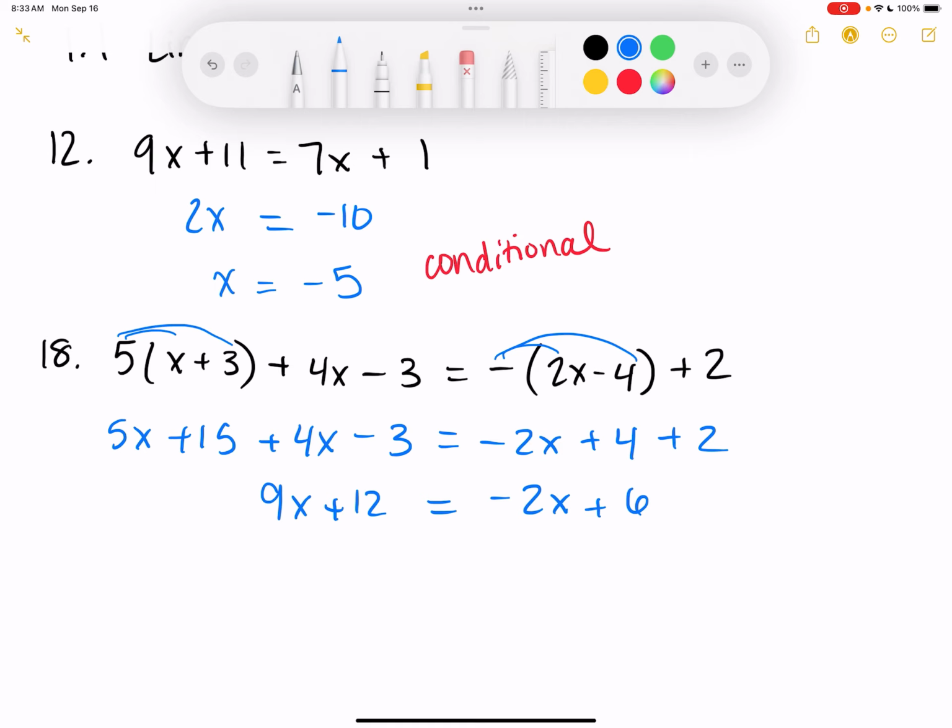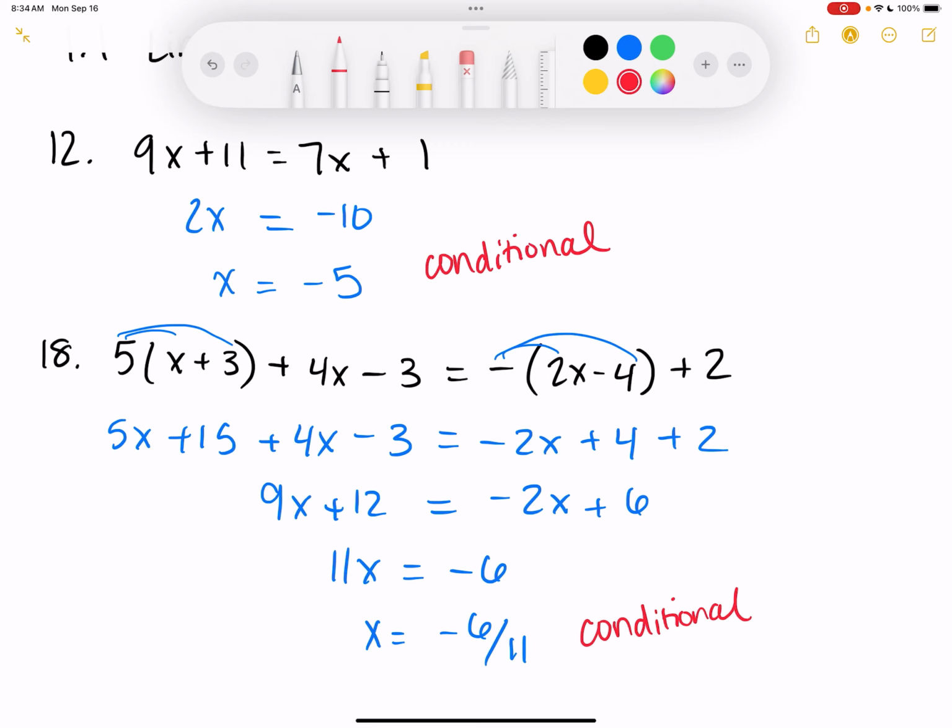So I'm going to add the 2x from the right over and move that 12 over by subtracting it. So I get 11x equals, what is that, negative 6. So x equals negative 6 over 11. So what is this one? Yep, conditional also. Looking at this first set of problems, they're probably all going to be conditional until they get to the part where they're actually asking us what things are.